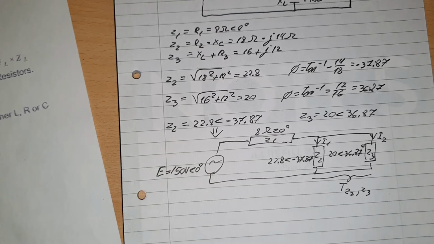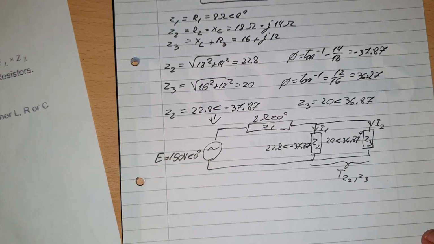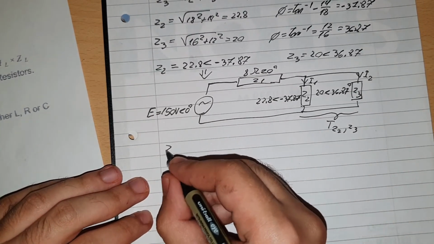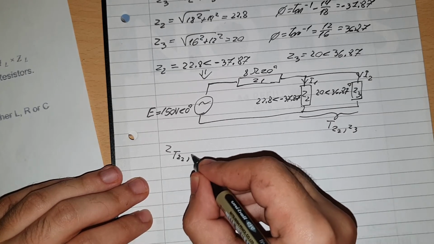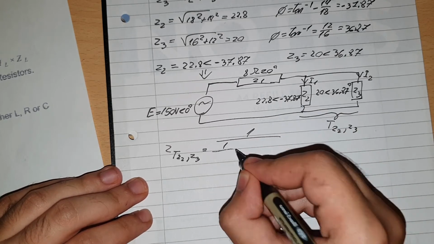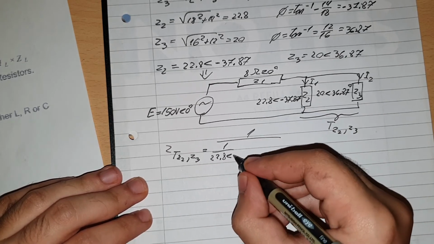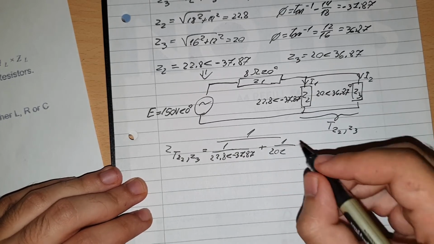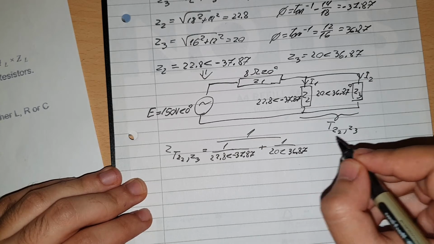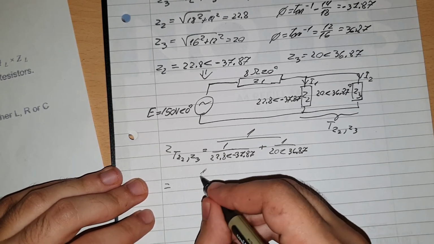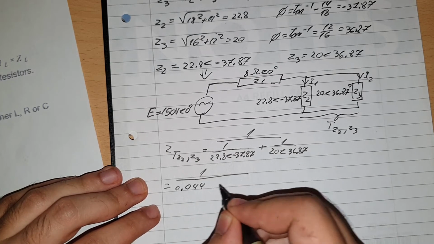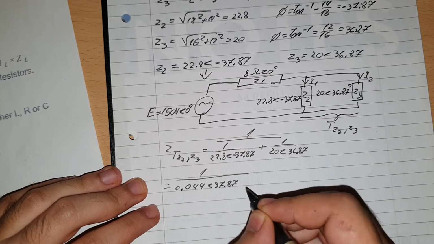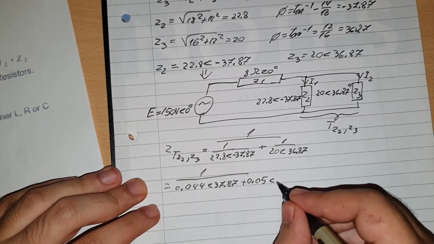You'll see later why. Now that everything is organized, we can calculate the total resistance. But because they aren't all in parallel or all in series, first we need to calculate this section here to know the value. So Z2 and Z3 in parallel will be equal with 1 over 22.8 at an angle of minus 37.87 plus 1 over 20 at an angle of 36.87. And this will be equal with 1 over 0.044, reversing the angle to 37.87, plus 0.05, again reversing the angle to minus 36.87.